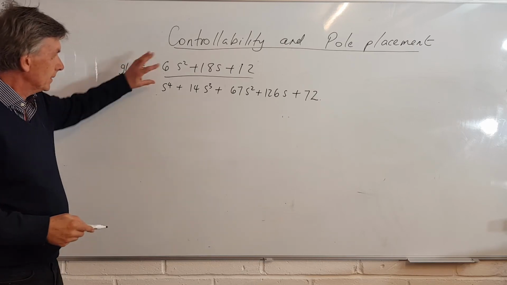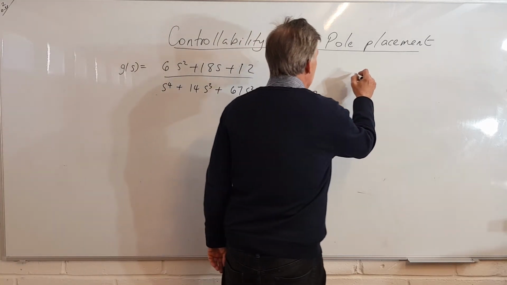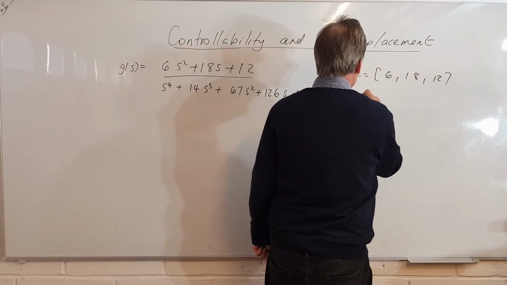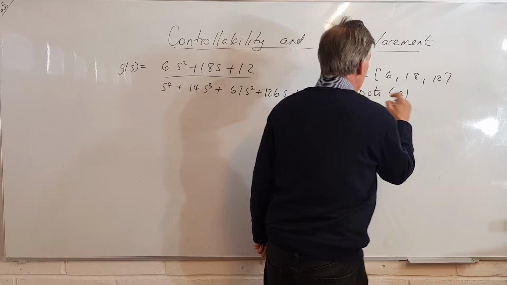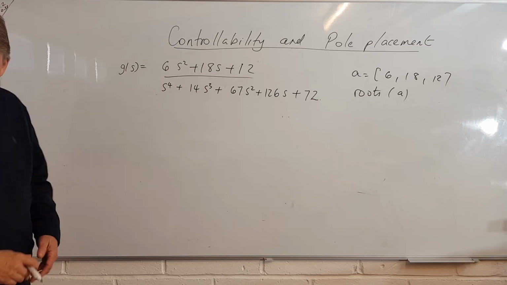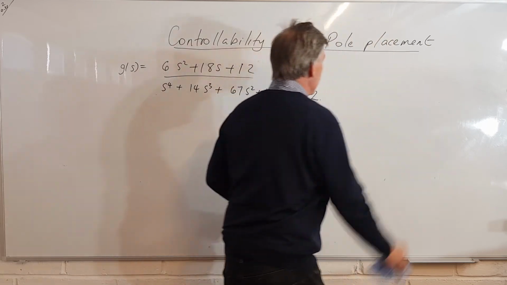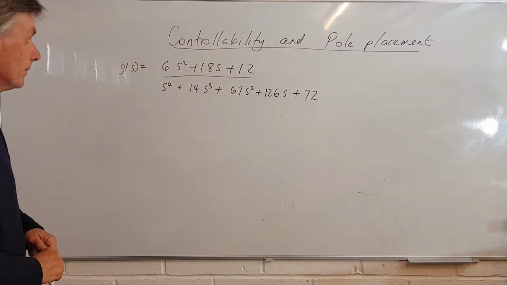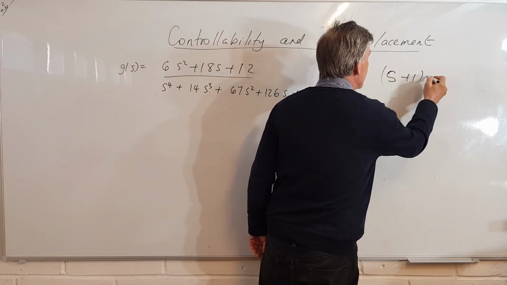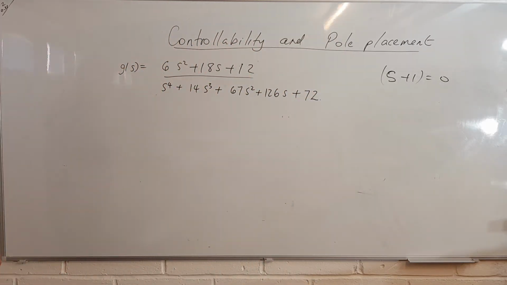Again, if we had MATLAB available, I guess we could factorise this just by putting, say, A equals 6, 18, 12, and then simply typing in roots of A, and that would factorise that one. You could do the same thing to factorise this one, so you could work out what the roots were quite quickly. If you hadn't got MATLAB available, say it was an exam question, something like that, it might tell you that there's a pole zero cancellation at, say, s plus 1 equals 0. So in this particular case, there is a pole zero cancellation at s plus 1 equals 0.